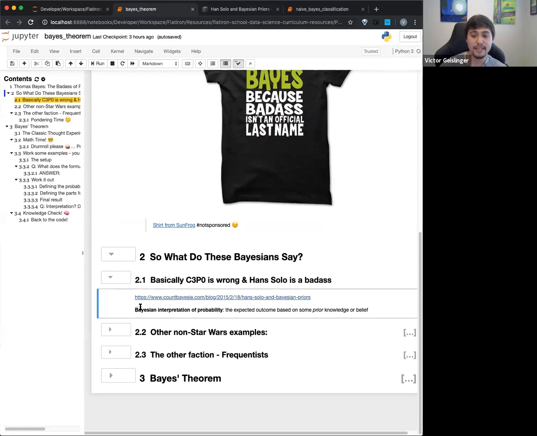And so basically Bayes says the interpretation of a probability. This is the Bayesian interpretation of probability: the expected outcome based on some prior knowledge or belief. This is what we intuitively say. Like, what's the probability of Han Solo surviving? And we say that's our prior knowledge. Well, we know Han Solo is a very good pilot, so we say there is a certain percent of him actually surviving.